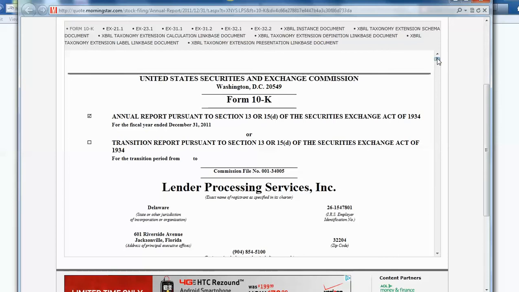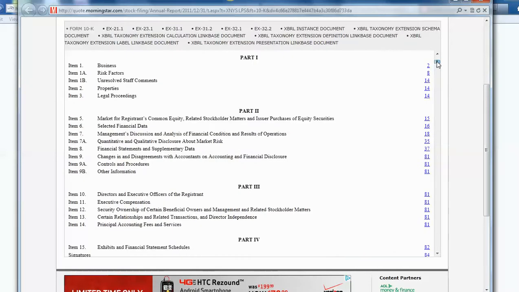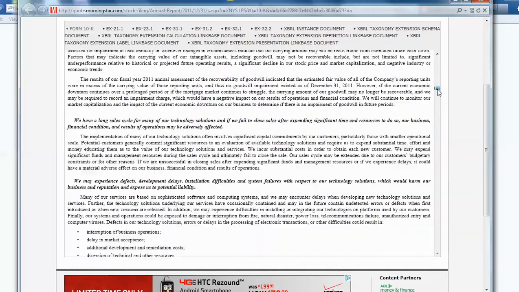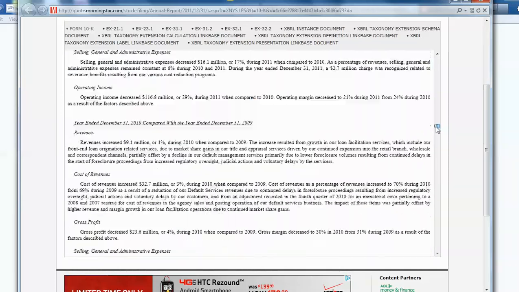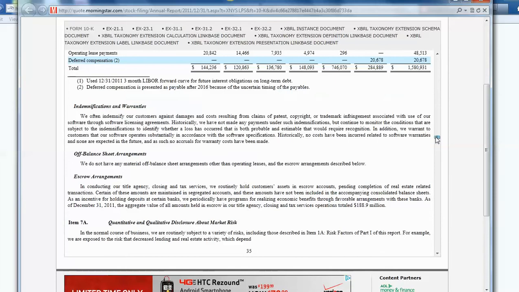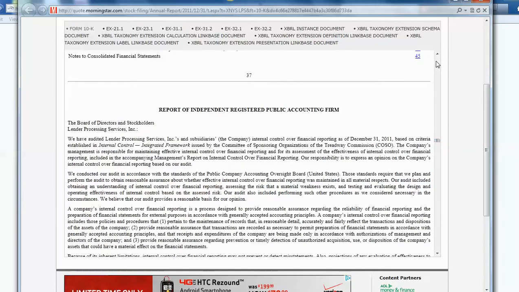Item 8 is where you're going to find, and you'll see here, the financial statements and supplementary data. And they give us a page number. Looks like it's around page 37-ish. So go ahead and scroll down. You can review the other information when you get some extra time. But let's go back up here.